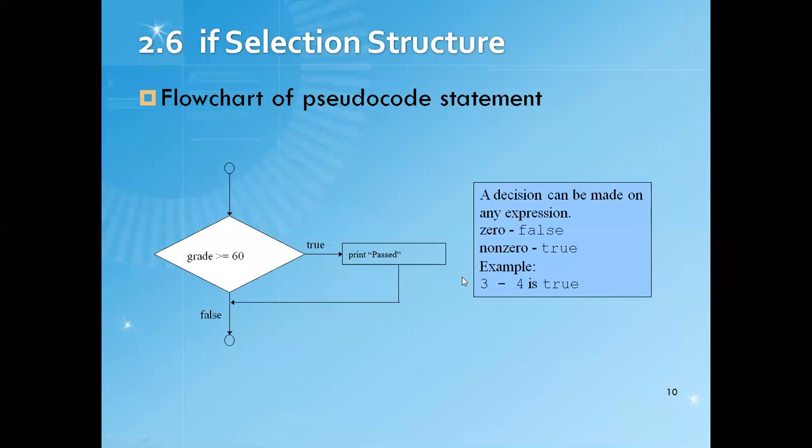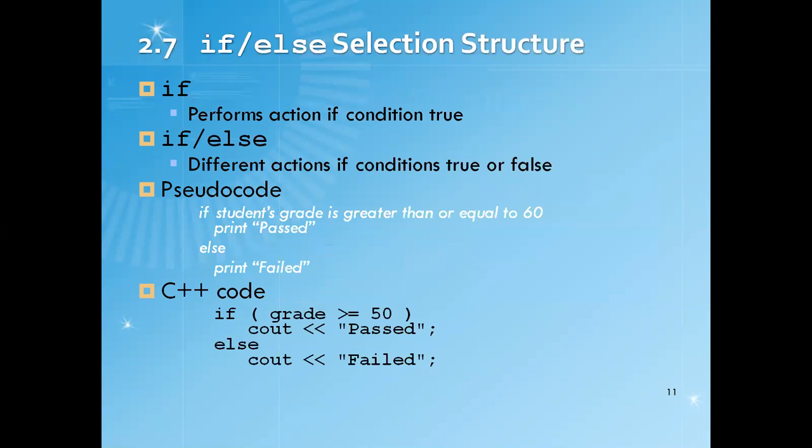But most of the time we also have another branch, the if else statement. The pseudocode is: if the student's grade is greater than or equal to 60, print pass, otherwise print fail. So it's if else. In C++ code, if the grade is bigger than or equal to 60, print pass to the screen, otherwise print fail to the screen.